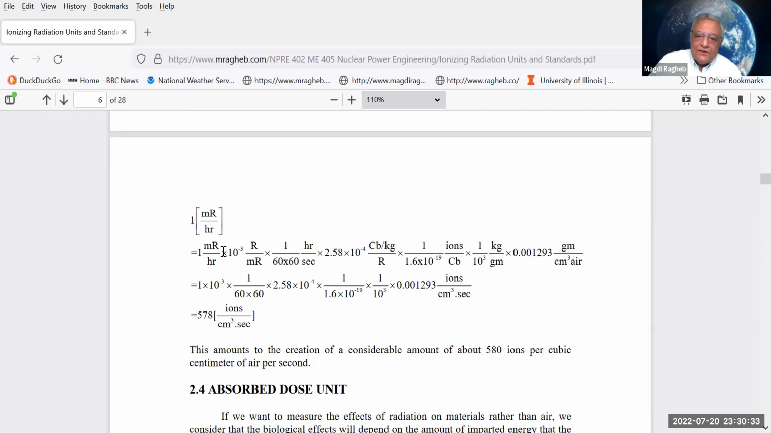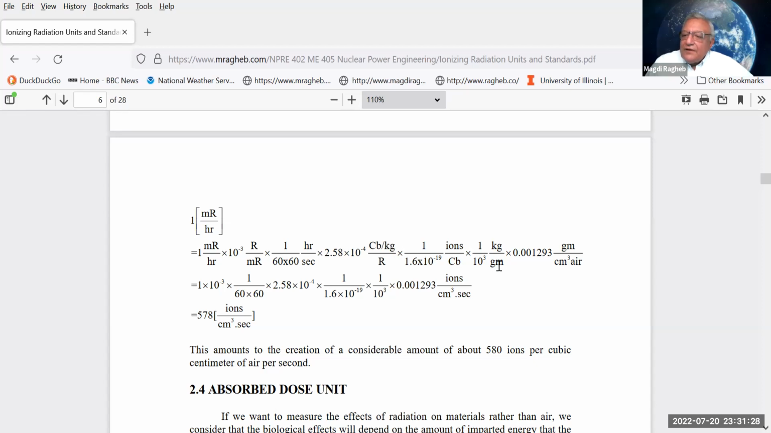you can turn the milliRontgen into Rontgen per hour, change the hour into second, so it becomes now per second. Change the Rontgen into charge created per kilogram. That's what we said, 2.58 × 10⁻⁴ coulomb per kilogram per Rontgen. So Rontgen and Rontgen cancel. We are left with coulomb per kilogram per second. And we know that the coulomb is a charge of the electron, and that constitutes really also the charge of an ion. So that's 1.6 × 10⁻¹⁹ coulomb. So that coulomb per kilogram creates a number, 10 to the 19 here in the numerator, of ions in the air, and that's per kilogram.